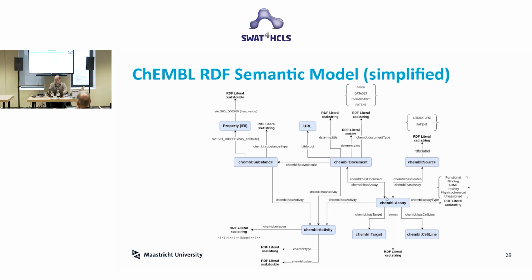The assay, as we said, has links to all of those. So the assay belongs to a source, it belongs to a document, it reports activities, it has a target and cell line, and it also has an assay type. And there are types of assays in Campbell: functional, binding, ADME, toxicity, physicochemical, and unassigned. So if you're familiar with lab experiments, any one of those assays is reported in Campbell.